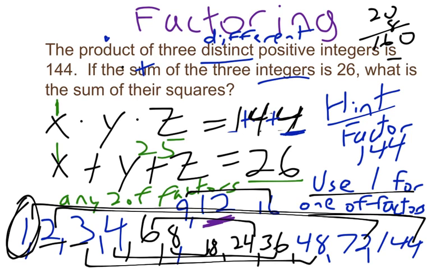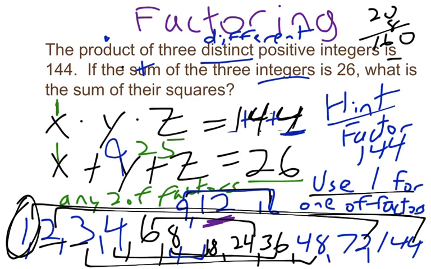And now just look at the pairs. Which ones add up to 25? Well, if I did 8 and 18, that adds up to 26. That doesn't work, so let me try the next smallest one. 9 plus 16. Ooh, ding, ding, ding. 9 plus 16 is 25. So that's actually going to be my answer.